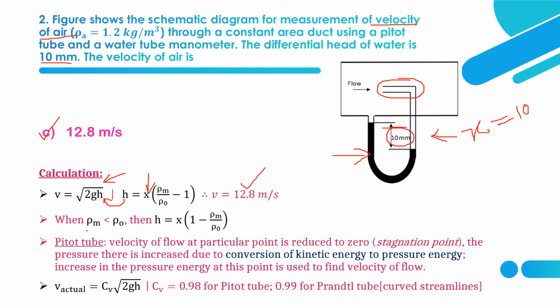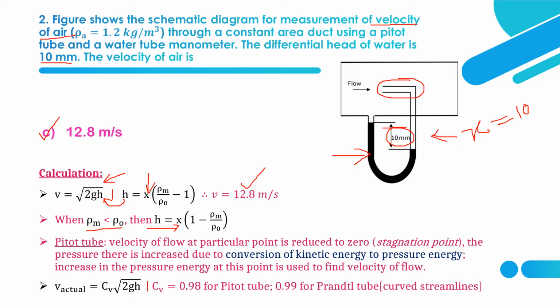So what if the density of the manometric fluid is less than the density of the flowing fluid? Then we have to adopt this formula, X into (1 minus rho m by rho naught). So these are the basic two formulas behind the Pitot tube principle.